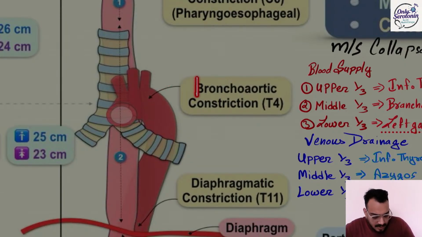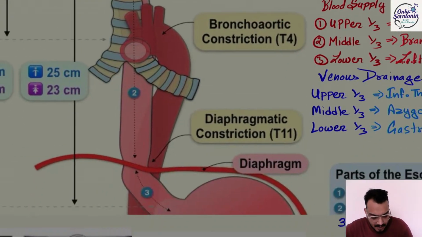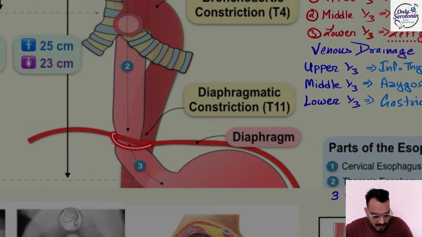It is known as what? Because it is dividing into bronchi, broncho, and it is having the arch of aorta, that is the aortic constriction. Broncho-aortic constriction. It is present at the level of T4. Done. Now the third constriction is at the diaphragm, guys.